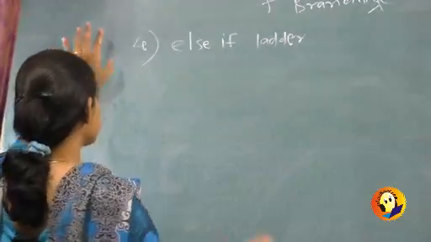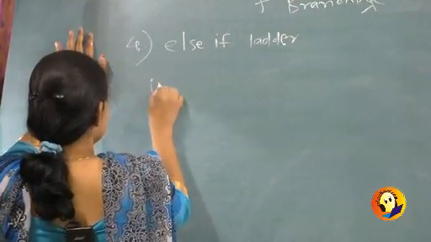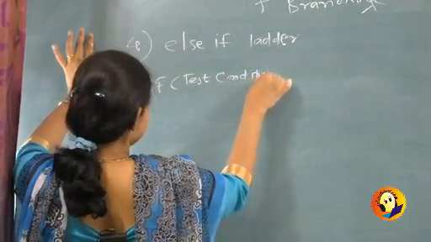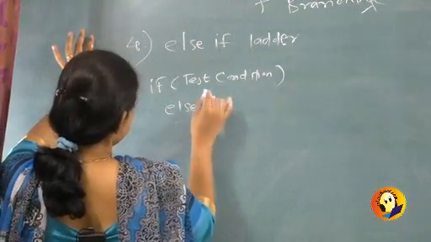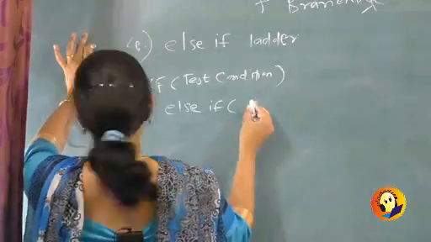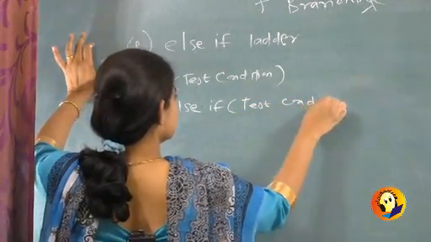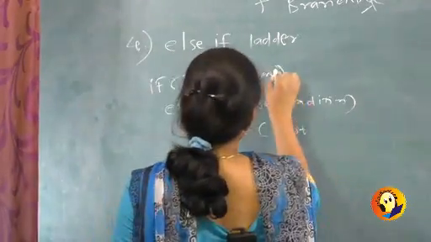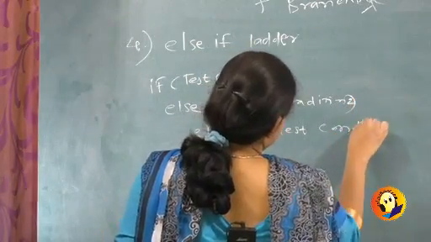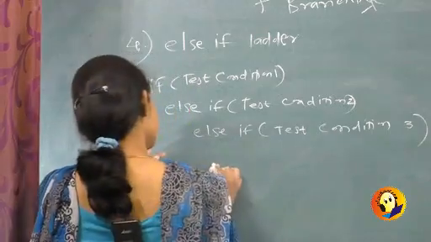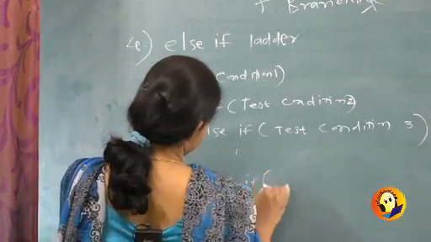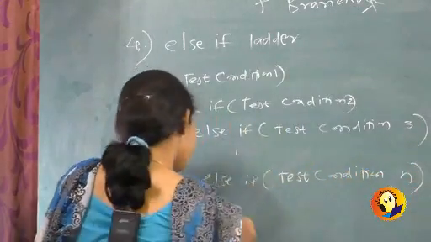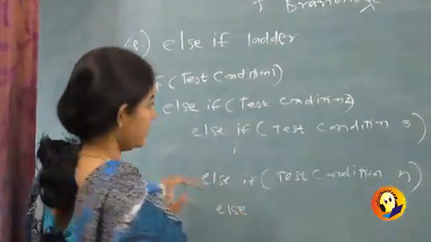Okay, so what is the syntax of this statement? If this condition is satisfied, if test condition, if this is not satisfied, then else if test condition 1, test condition 2, test condition 3, and so on, else if test condition nth, after that else, that will be the default case.